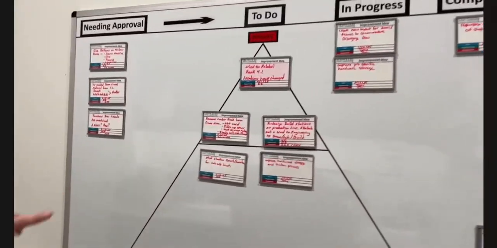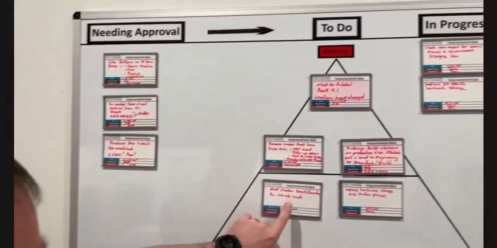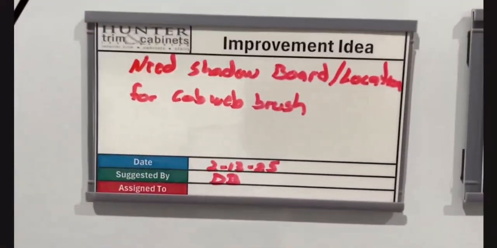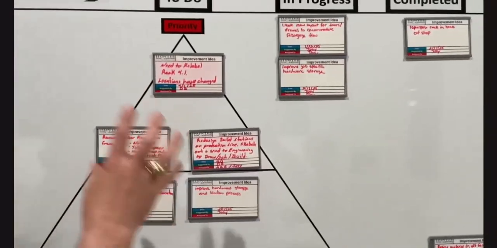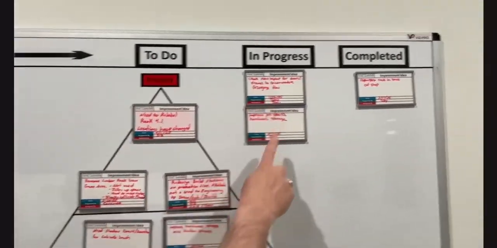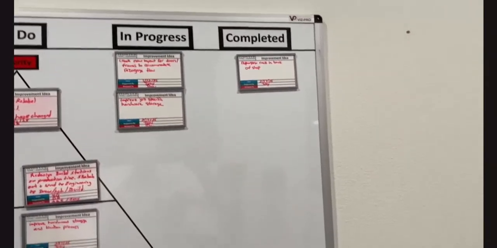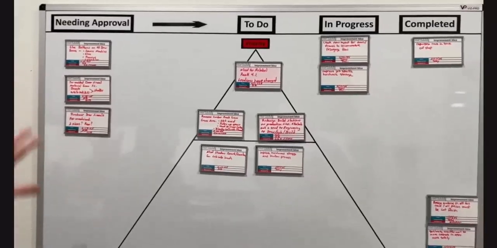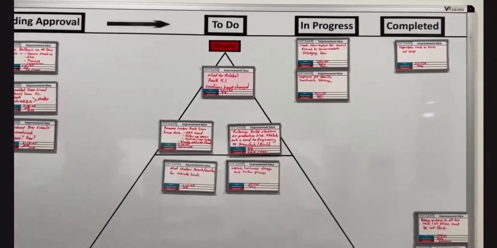This is a priority board. So, improvements: we take these cards. These are magnetic, and we write on them. These are ideas. These are the ones we're working on, or this is the priority for the next ones. These are completed, and these need approval by upper management, so they could have some costs associated with them. That's really cool.